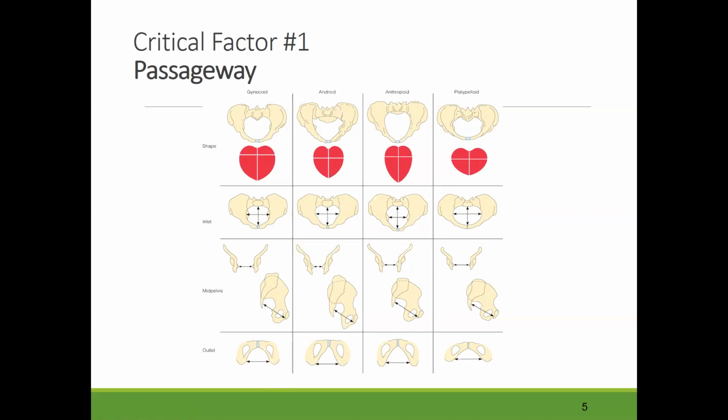Now, the next one that we have is android, which is this row here. The android is not favorable for vaginal birth because it's heart-shaped with short or reduced diameters throughout. It leads to a slow descent into the pelvis.